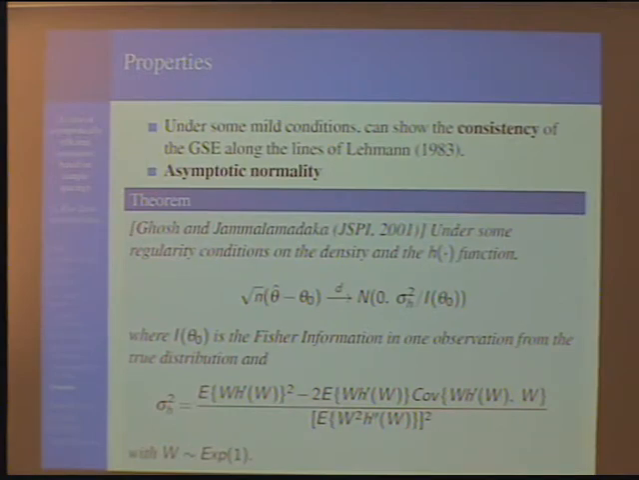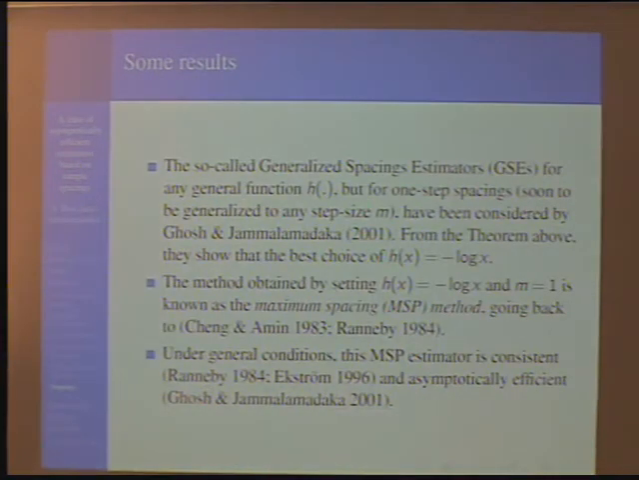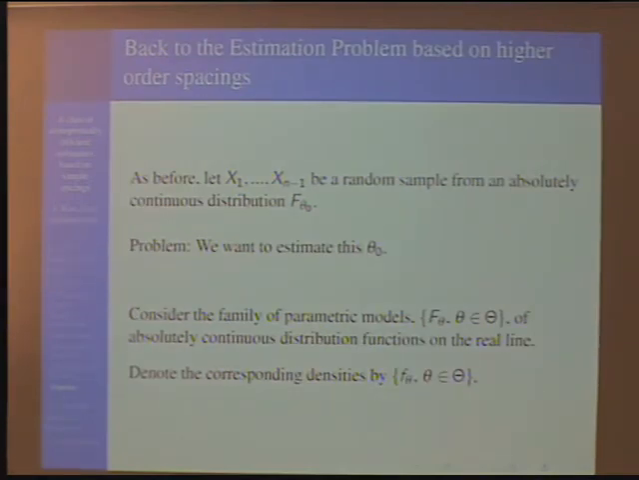So these are consistent, asymptotically normal estimates in the case of... what are we talking about here? These are some results on the maximum spacing estimator. It's consistent. These are some of the results by different people that I'll skip at the moment. That's if you now have estimation based on higher order spacings.